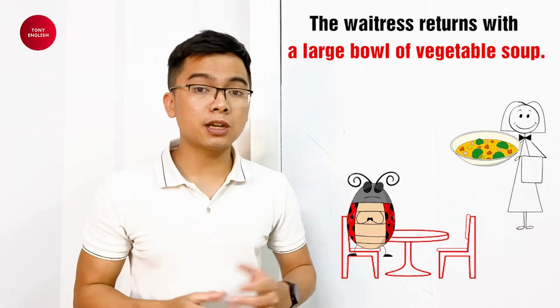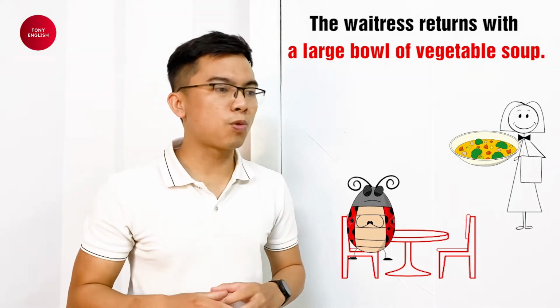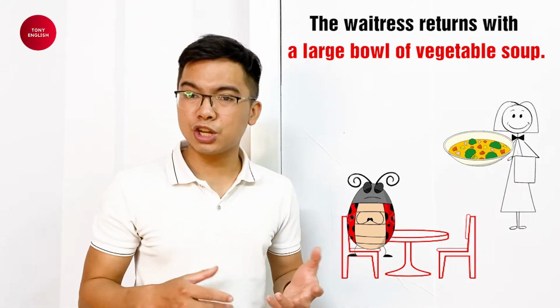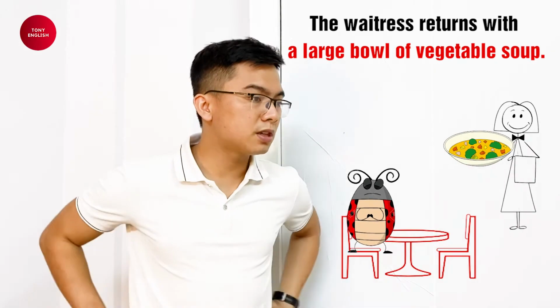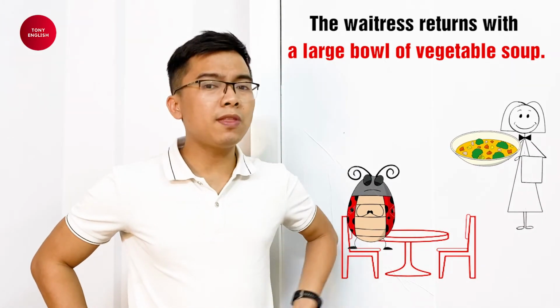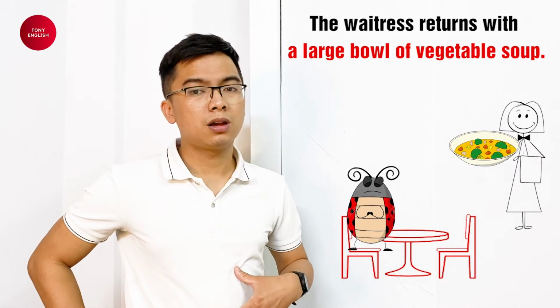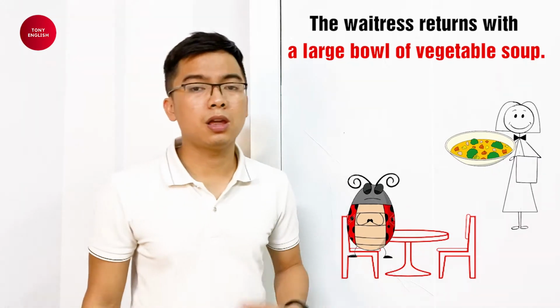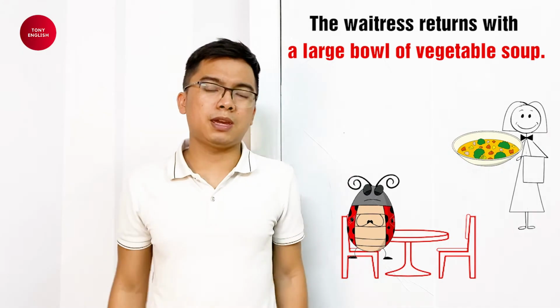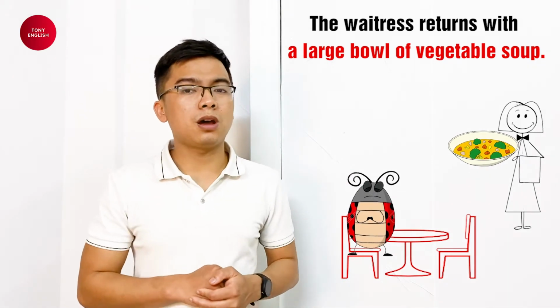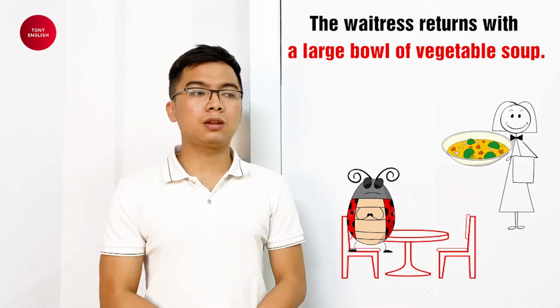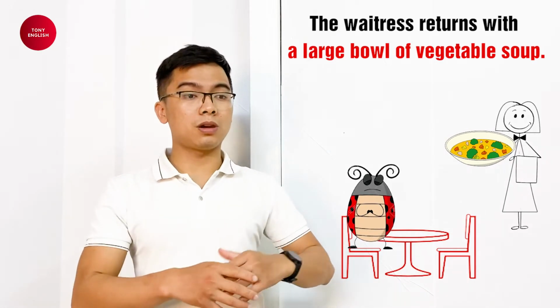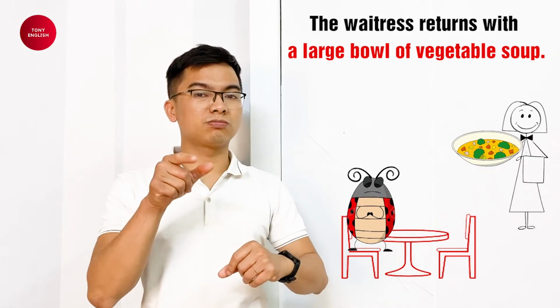So, who returned with a long bowl of vegetable soup? The waitress returned with a long bowl of vegetable soup. So, what does the bird complain? The bird said, "Can you kiss me, can you see me? Please, I'm starving," he said. And the waitress returned with a long bowl of vegetable soup.